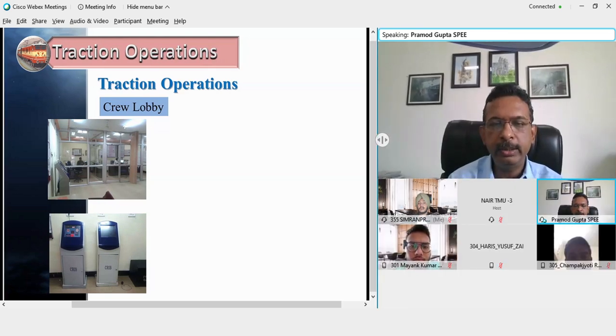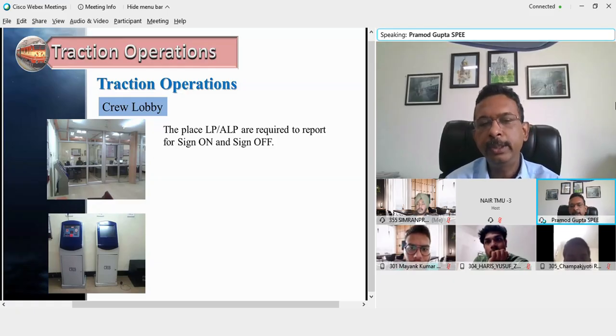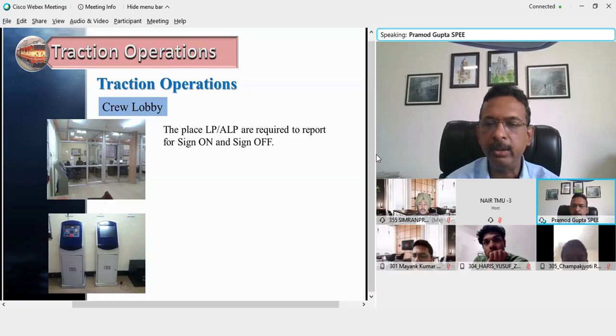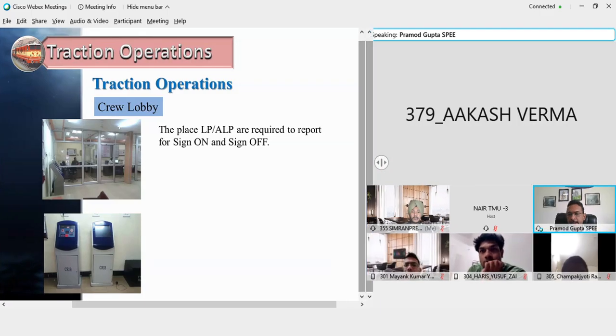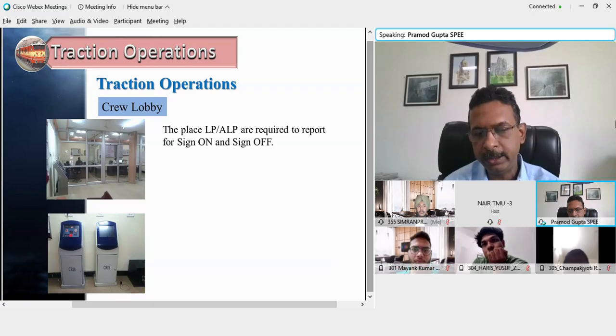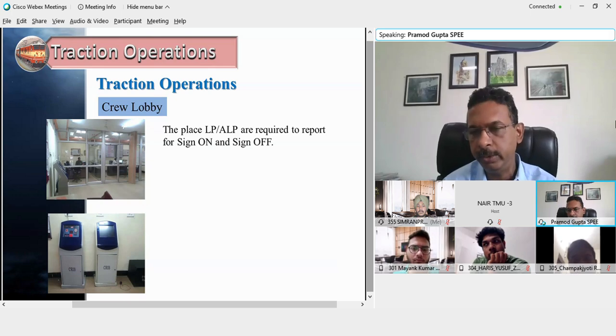The crew lobby is a place where the crew are required to report for signing on and signing off. It is the place where the crew reports to begin the journey, and after completion of the journey, this is the same location where he is supposed to sign off in the system. The total time from sign on to sign off is counted as duty hours.